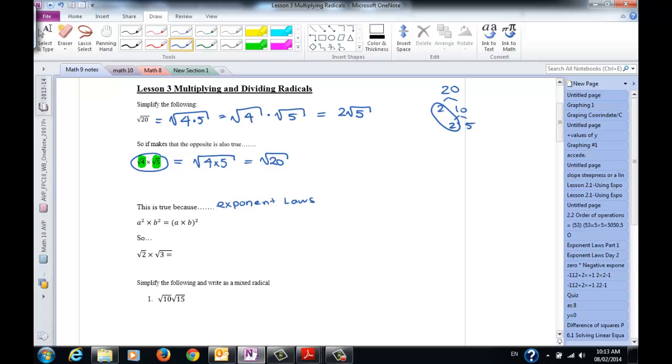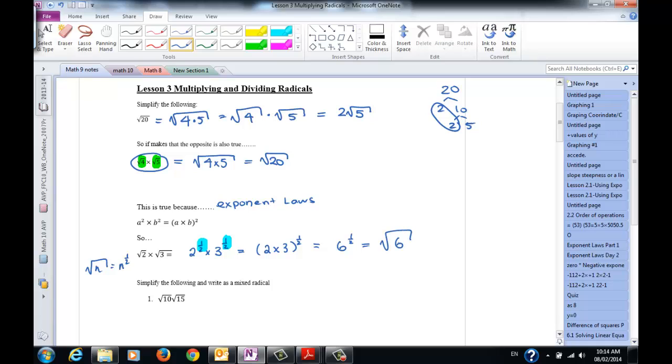Okay, and so I've talked about the exponent laws a few times, and just as a squared times b squared is equal to a times b squared, we can say the square root of 2, which is the same thing as 2 to the half. Remember, we can write a square root as n to the half, or the square root of 2 is 2 to the 1/2, multiplied by the square root of 3. And using our exponent laws and our product power rule, we can rewrite this as 2 times 3, and we can do this because they have the same exponent.